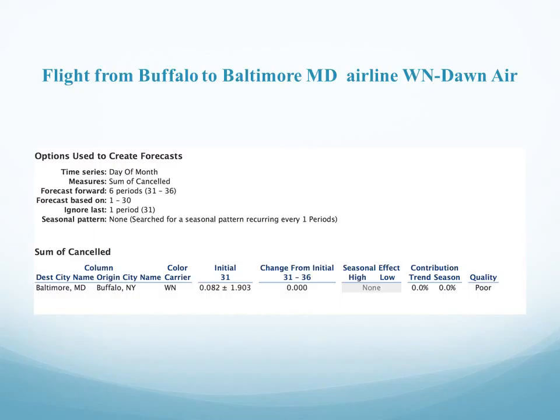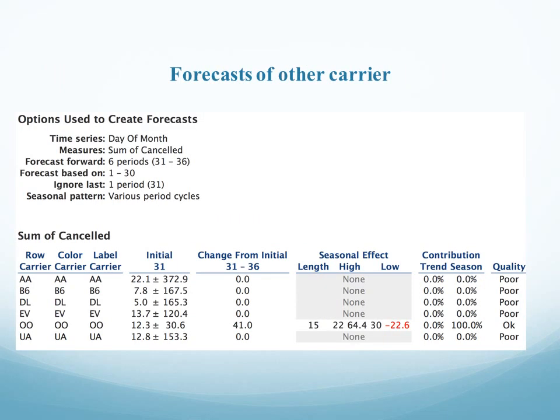This here shows you the detail of the forecasting done from the first of the month to the 30th of the month in the first period, and the forecast. And on this slide I have taken a forecast of 5 different airlines, as you can see.